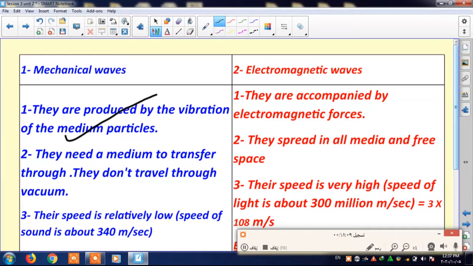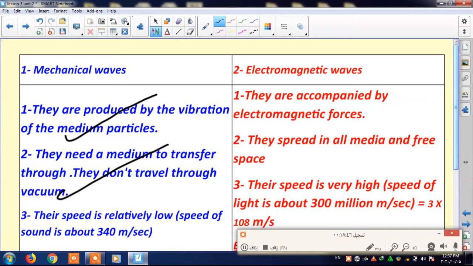The evidence for my talk: when we are on the moon, we can't hear each other. Why? Because on the moon there is no air, no medium to transfer the sound that is produced from my larynx to your ear. So the mechanical wave needs a medium to propagate. Okay? It can't travel or transfer without a medium, like on the moon.